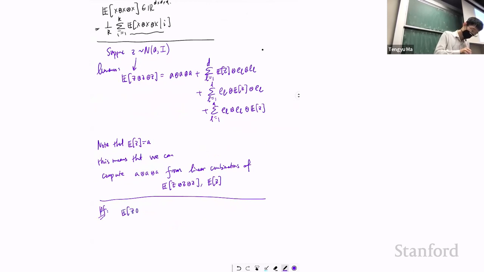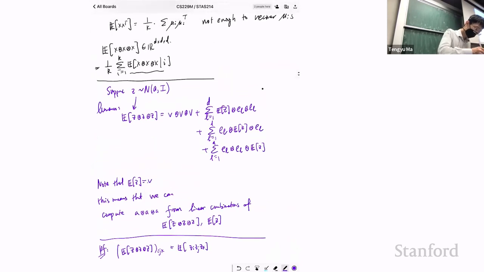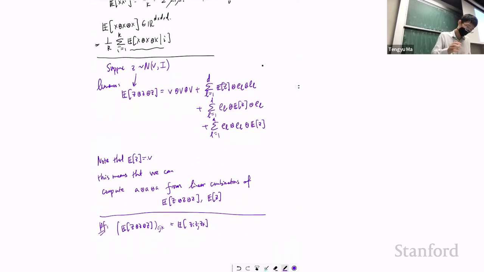So what you do is you do it for every entry. You look at the ijk entry of this thing, then this is just the expectation of z_i z_j z_k, where z_i denotes the ith coordinate. Sorry for the note takers, I changed my notation to v here, just to be consistent. It's just a generic variable. Later I use v, so let's change this to v.